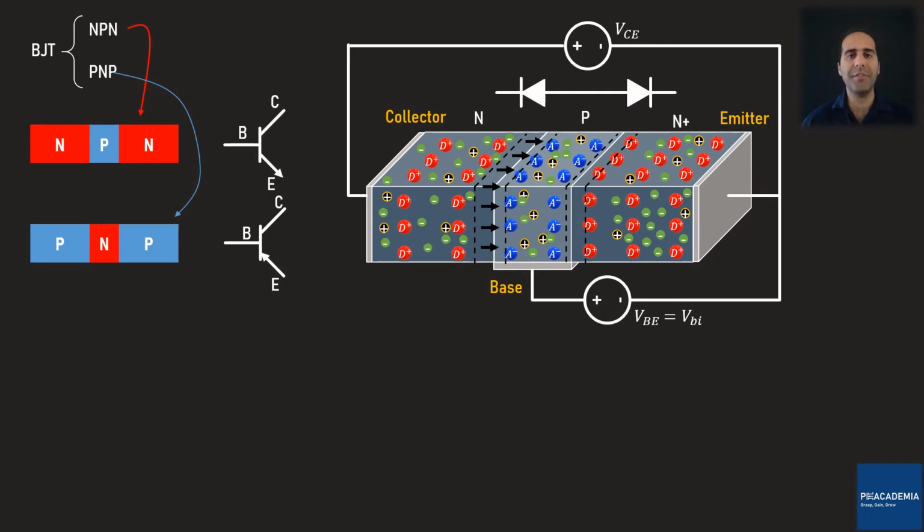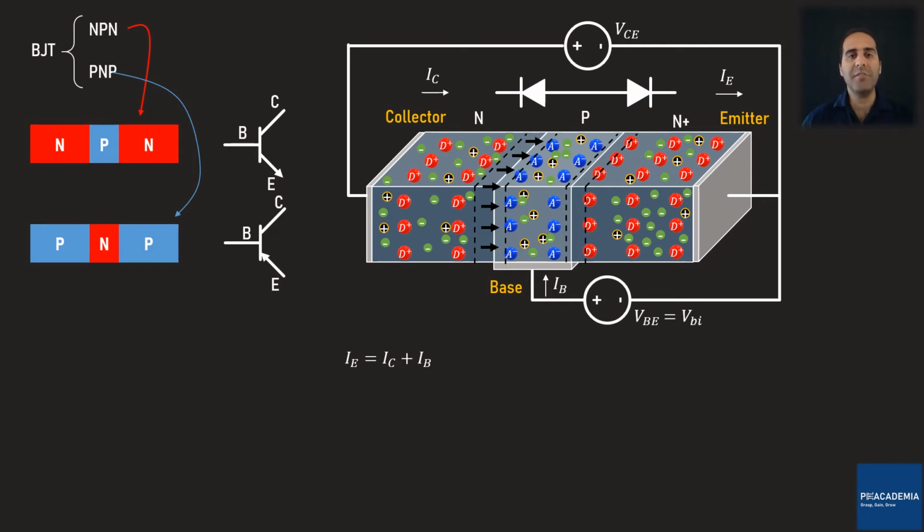Let me call the current flowing through the emitter IE, the current flowing through the base IB, and the current flowing through the collector IC. I can write down the relationship between all these currents: IE equals IC plus IB.